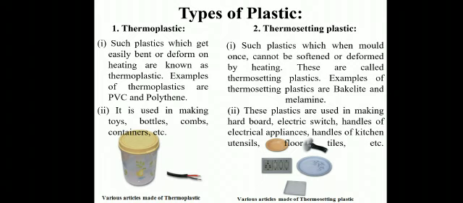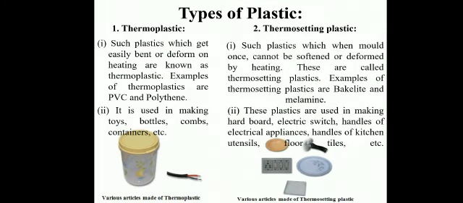Basically, the arrangement of polymers in both types of plastics is different. In thermoplastics, we have linear polymers like here we are seeing, and in thermosetting plastics, we have cross-linked polymers like here we are seeing. Thermoplastics are the plastics which we can bend easily or deform. We can give any kind of shape to them on heating. Suppose we want to give the shape of a toy, we just heat it and mold it into any type of toy. So these types of plastics are called thermoplastics. For example, PVC, polyvinyl chloride, or polythene.